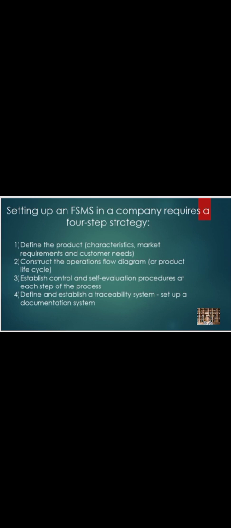Next is number 3. Establish control and self-evaluation procedures at each step of the process. As a manager for an up-and-coming fast food burger, you have worked hard with your company strategy, planning, and team to set goals and develop business standards. To make sure these standards are upheld, your company uses a control system which monitors and evaluates the progress toward your goals.